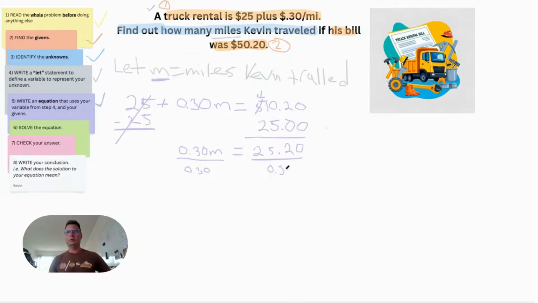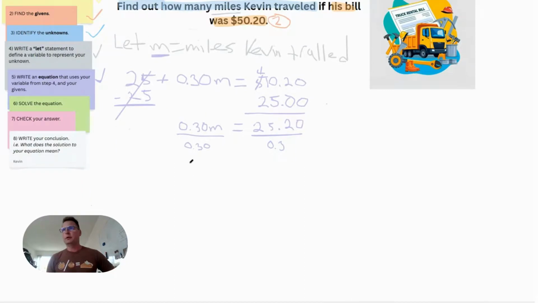And we have to do that to both sides, always. Have to do the same thing to both sides. It's like a scale, a balance, right? We start out equal, and whatever we do, we have to do to both sides to make sure it stays equal. Okay.